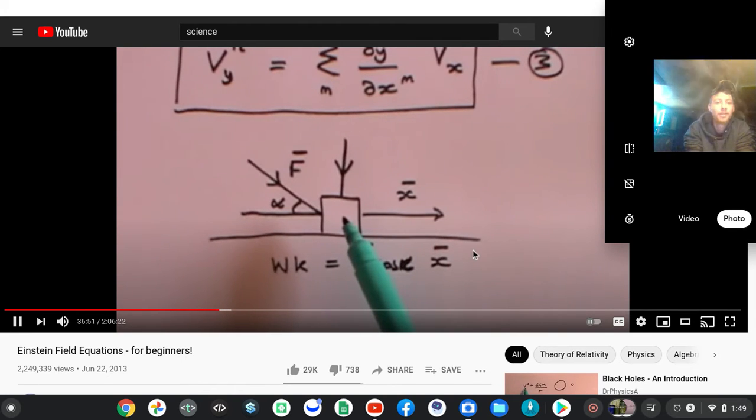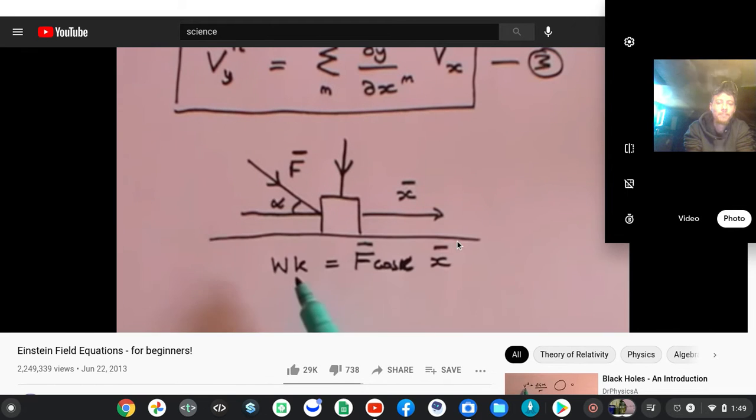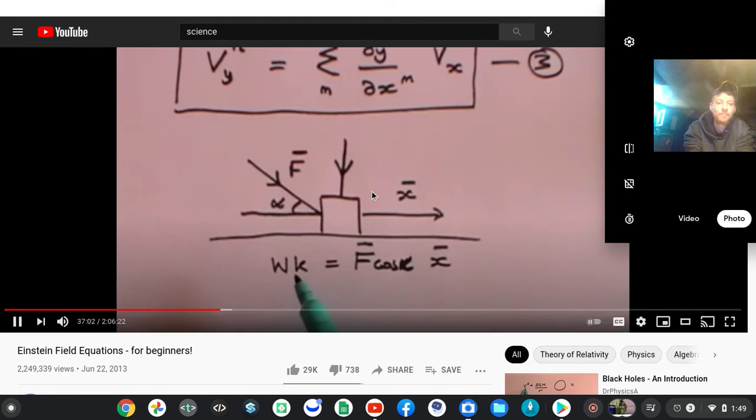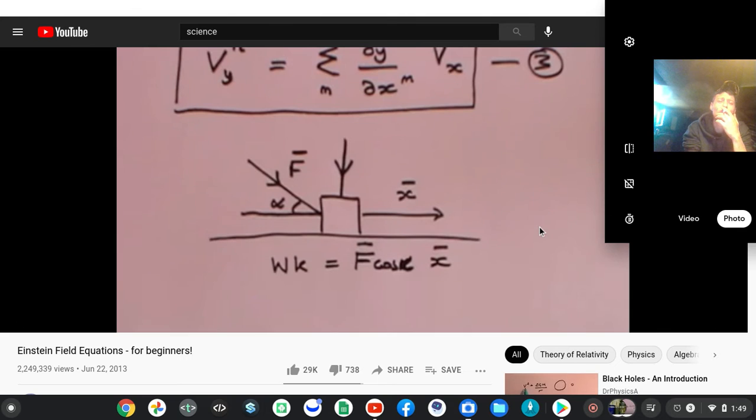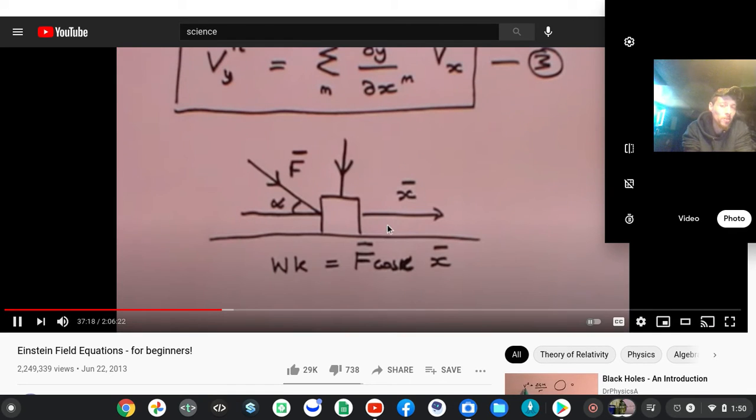System. Whatever frame of reference you apply, that block will not move. The value of the work done will be 0 in all frames of reference. And if the value of a tensor... A tensor is the relationship between two vectors. And if the tensor has a value of 0 in one frame of reference, it must have a value of 0.